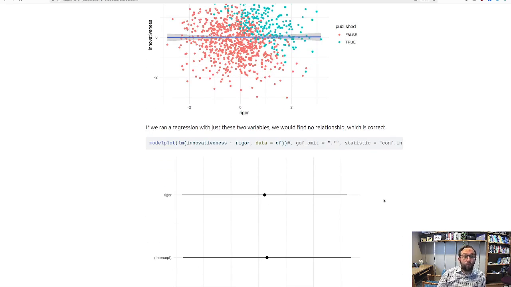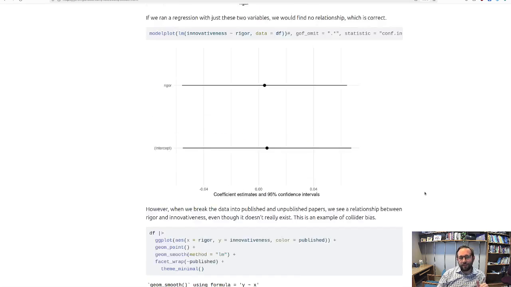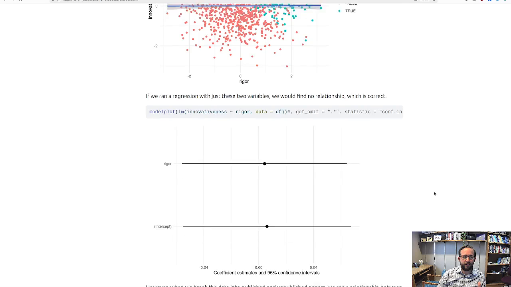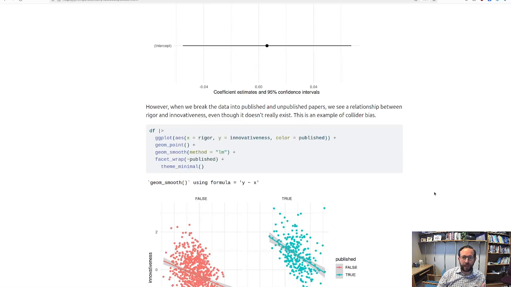And so when we then think, okay, that's great, let's add whether something's published as a control variable, right? Like that could help us to get a narrower estimate, a better estimate. Why not throw it in there? This is actually collider bias.